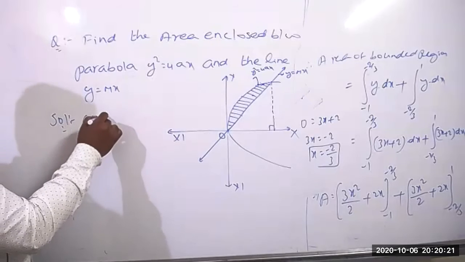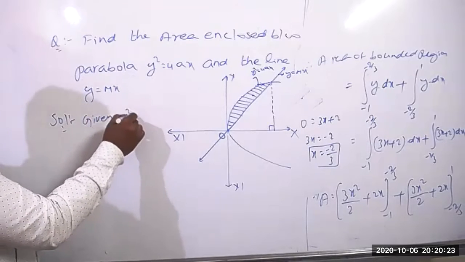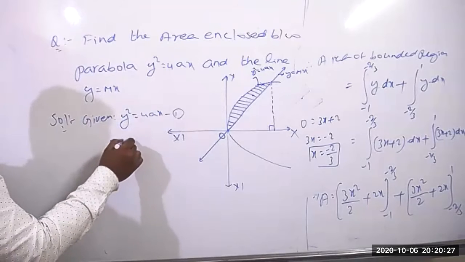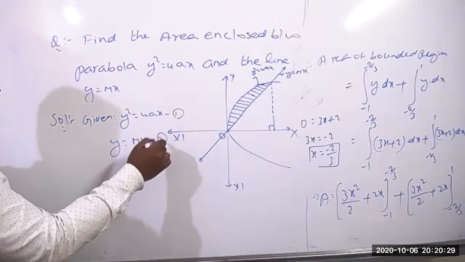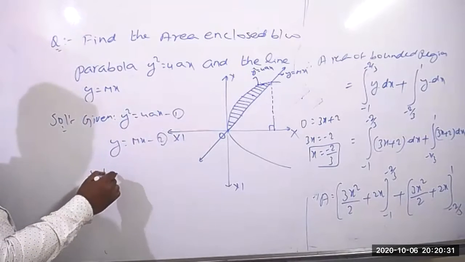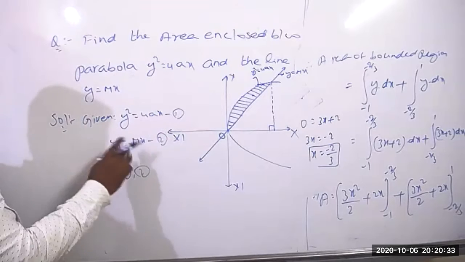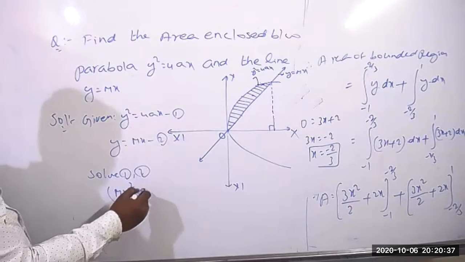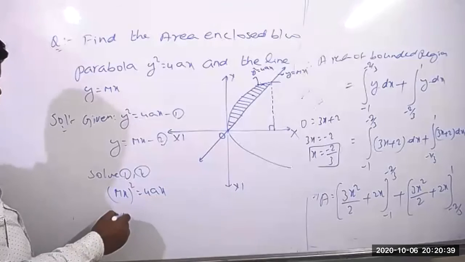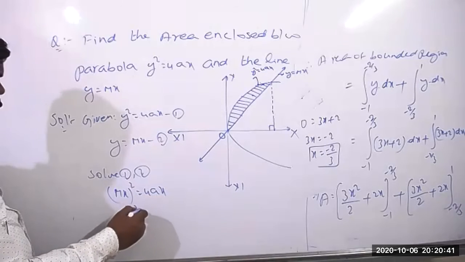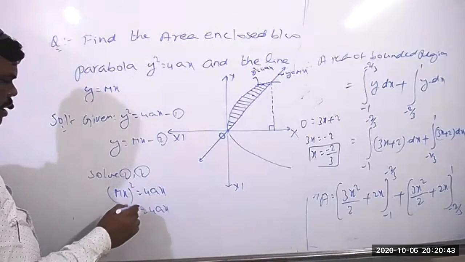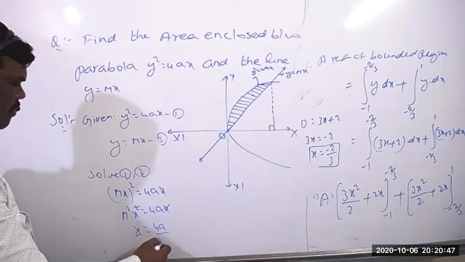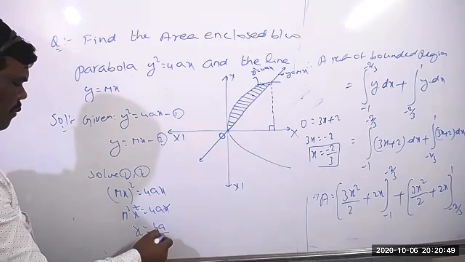So given one is y square equal to 4ax, you can take this as the first equation, and y equal to mx is the second equation. Now solve 1 and 2. Y equal to mx, substitute in there. So (mx) whole square is equal to 4ax. So this is m square x square equal to 4ax, and x will be cancelled. So the value of x equal to 4a by m square.